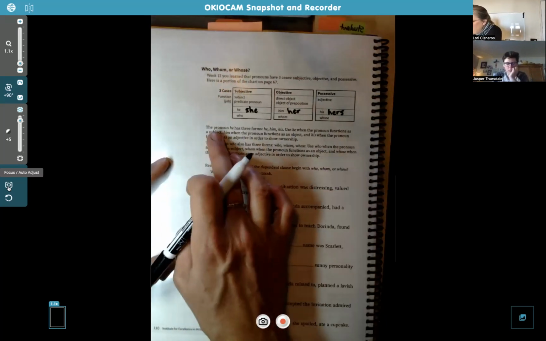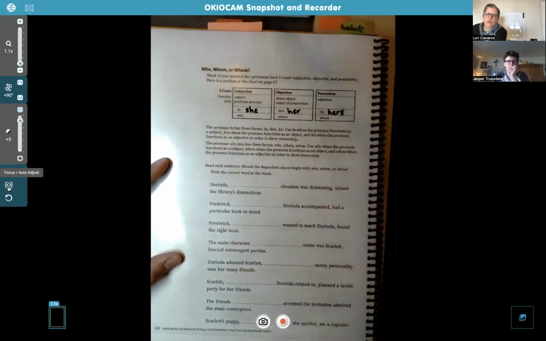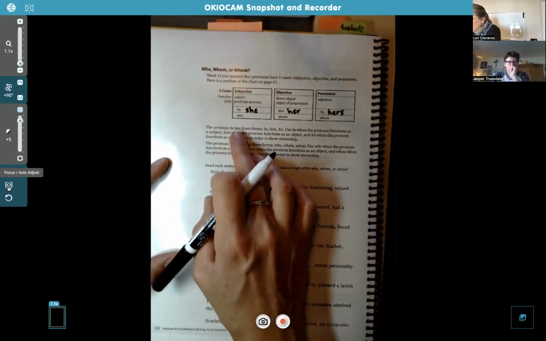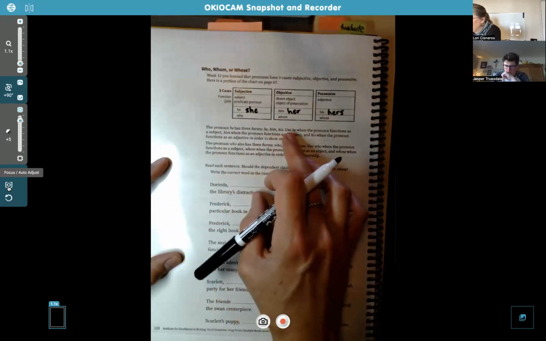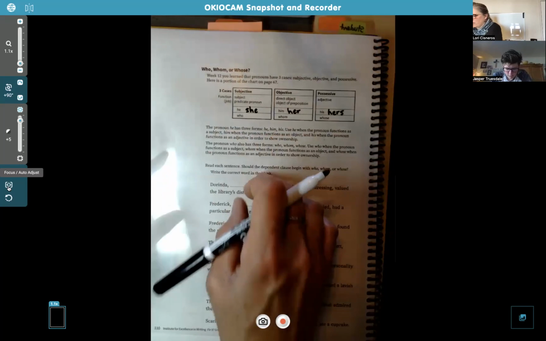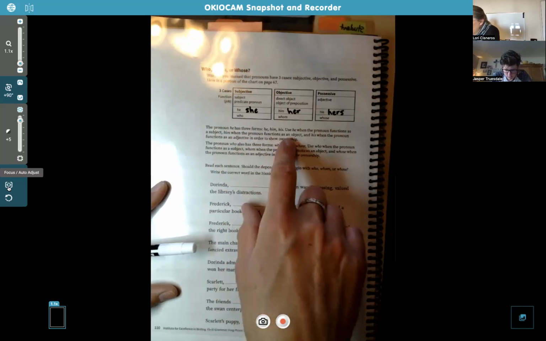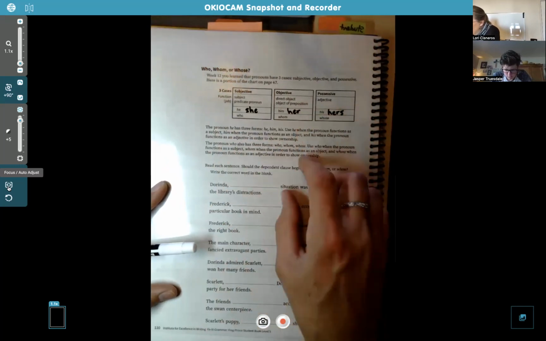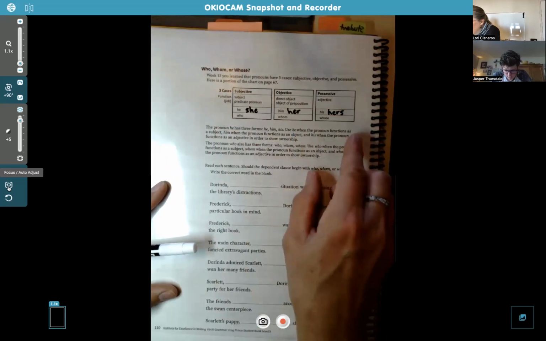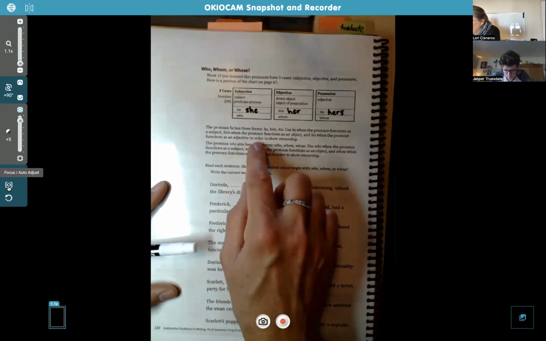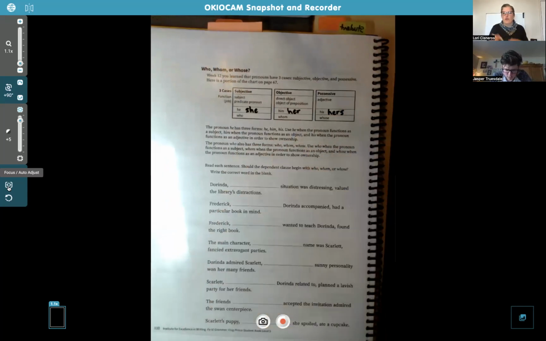The pronoun he, and anytime it says he, it's just focusing on he. You could say she. It has three forms: he, him, his. Use he when the pronoun functions as a subject. It's already listed here. Him when the pronoun functions as an object. And then his when the pronoun functions as an adjective in order to show ownership. So like I said, you already do this. If it says his gifts and you ask whose gifts, his is the possessive pronoun or adjective.